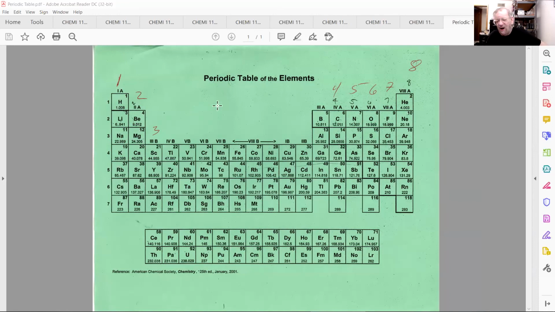We go all the way over to the right. The second to last column, fluorine, chlorine, bromine, and iodine, are the halogens. And finally, the last column, all the way over on the right, are the noble gases: helium, neon, argon, krypton, xenon. And those, not the halogens, are the noble gases.